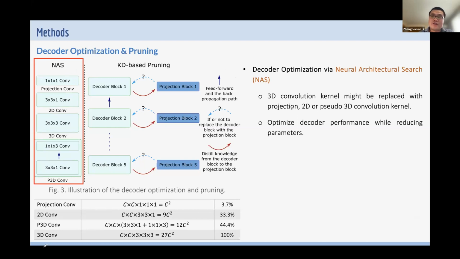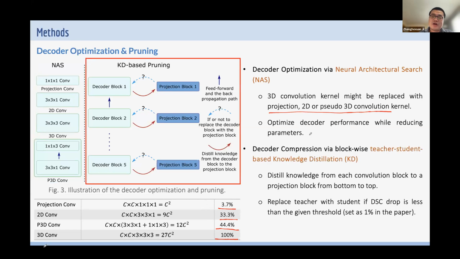When doing the search, if these kernels provide better results, we will replace the 3D kernels. This not only optimizes the decoder performance, but also reduces the parameters. As you can see, if the 3D kernel has 100% parameters, then the pseudo 3D only has less than 50% parameters, and 2D is 1/3. If you can replace it with a projection layer, it will be super light. So the NAS not only optimizes the performance but also reduces the parameters.